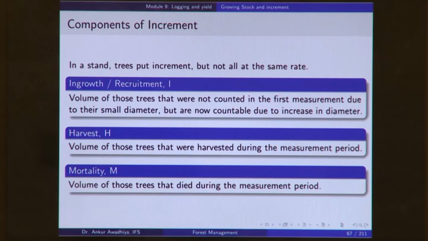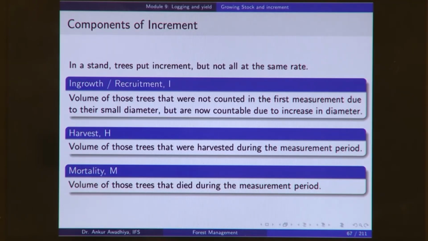It was counted earlier at time t equal to t1, but at time t equal to t2 it is not counted because it no longer exists in that site, because it has been harvested. So, this harvest should also be computed in the growing stock computations, the volume of those trees that were harvested during the measurement period. Similarly, we also have mortality represented by M, the volume of those trees that died during the measurement period. Remember that in the growing stock definition, we only count the living trees. So, those trees that die off are not counted.